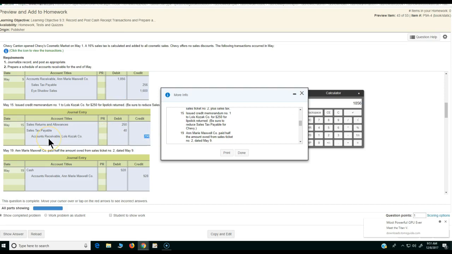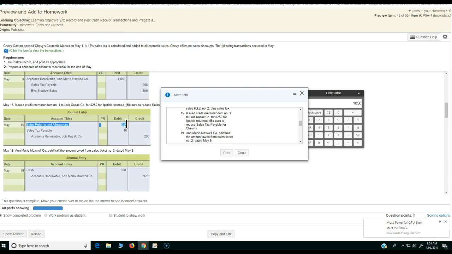So Lois not only does not owe us the $250 for the merchandise, she does not owe us the $40, which is the 16% of the $250 of merchandise that was returned. But that debit to sales returns and allowances is a contra revenue account. Whatever the revenue was, the $250 is going to be subtracted from it when we prepare our income statement.